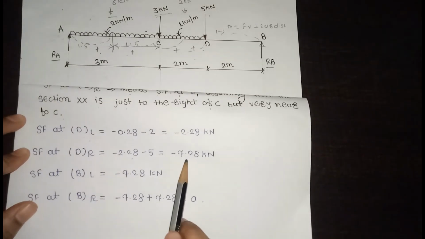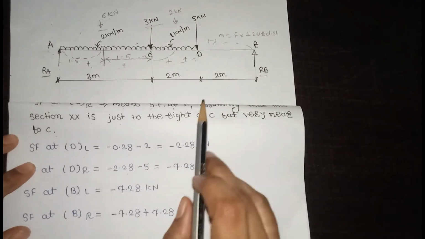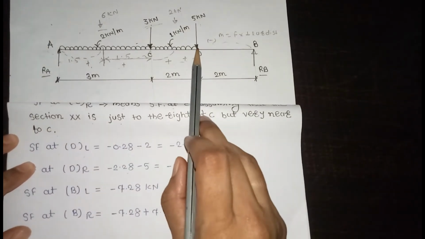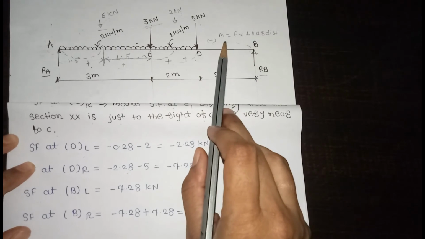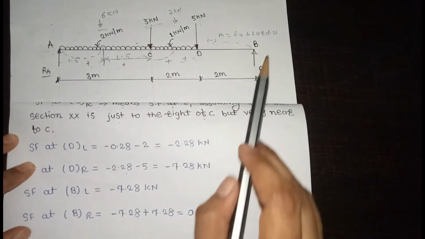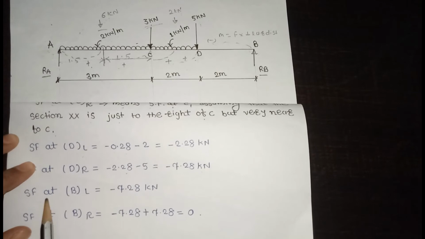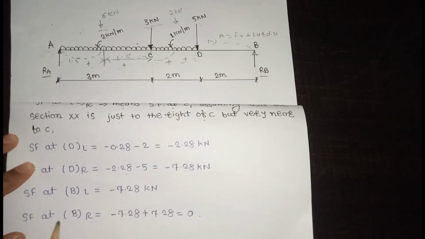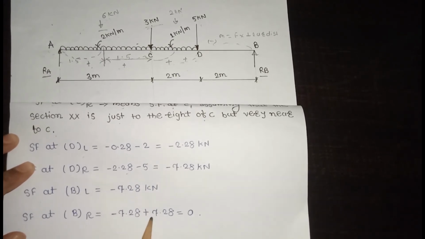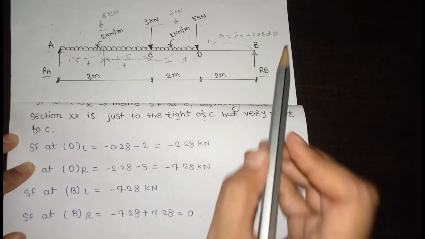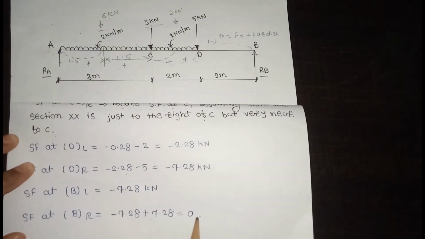Then shear force at B left is the previous value, minus 7.28. There is no force between point D and B, therefore SF at B left is as it is, the previous value. SF at B right is minus 7.28 plus 7.28, the upward force, which is equal to 0.